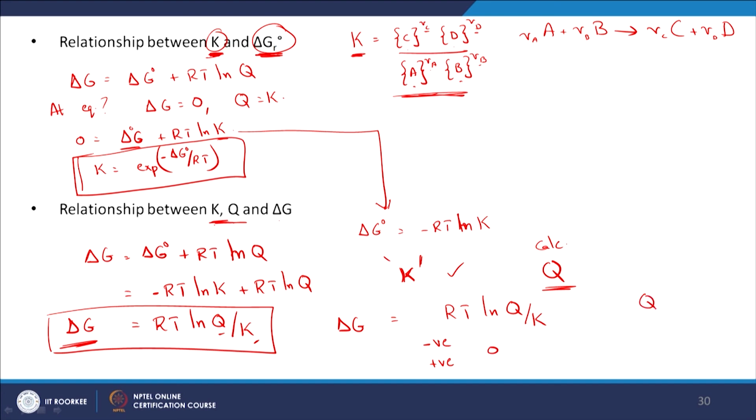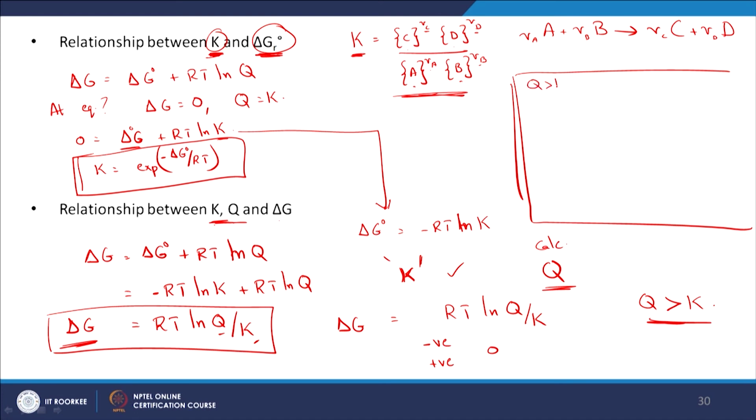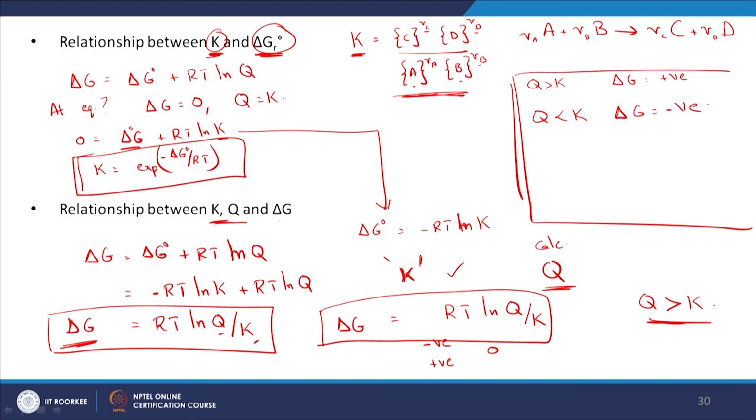So, what happens here when Q is greater than K? What does that mean? Let me work that out here. When Q is greater than K, as you look at this relevant reaction, that translates to delta G being positive. And when Q is less than K, what does that translate to? It translates to delta G being negative. And obviously when Q is equal to K, it means delta G is equal to 0, or the system is at equilibrium.